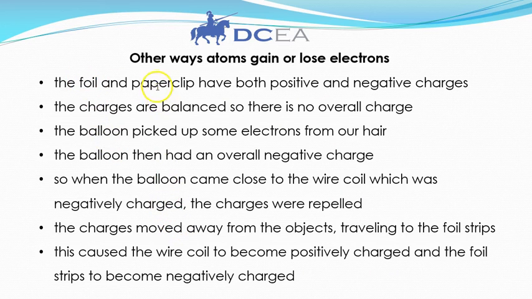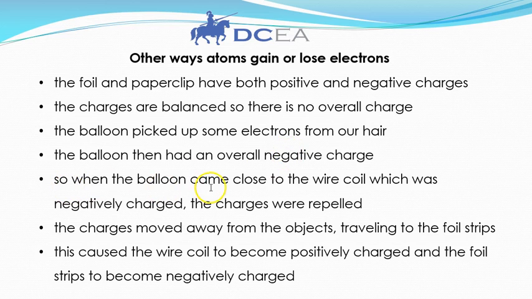The foil and the paperclip or coil have both positive and negative charges. The charges are balanced, so there's no overall charge. The balloon picked up some electrons from our hair. The balloon then had an overall negative charge. So originally the balloon also started off as having no overall charge. But because it interacted with our hair, it picked up electrons and became negatively charged.